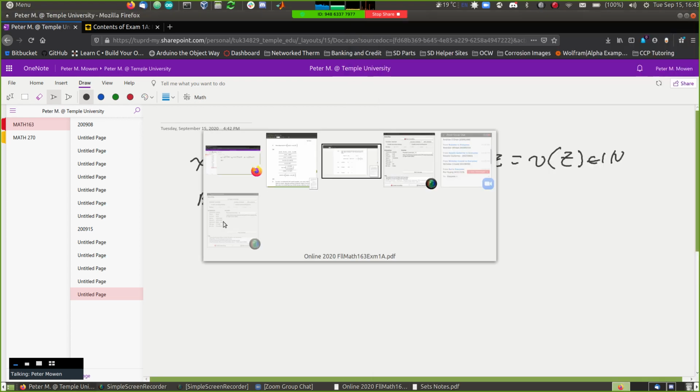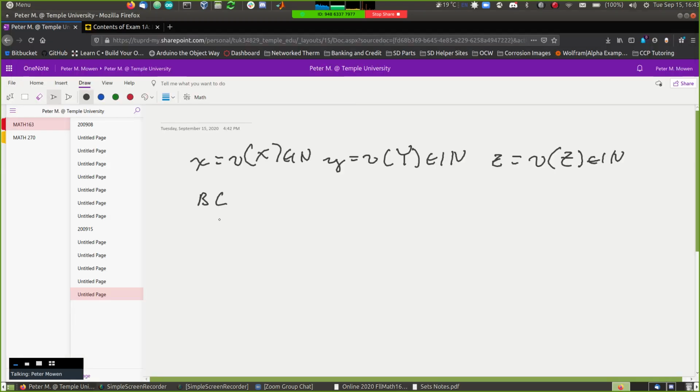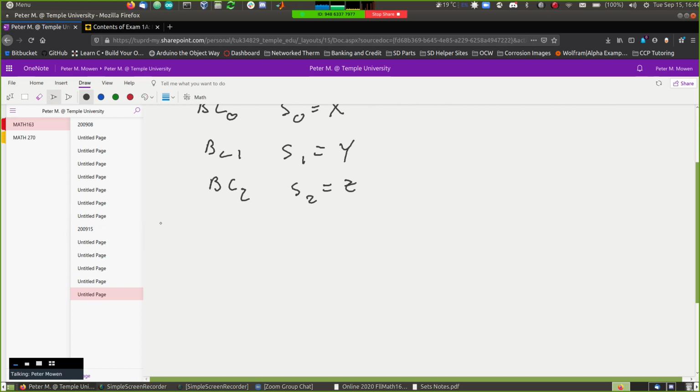what's his notation like now? Okay, so I had BC 0 was that S0 was equal to X. BC 1 was that S1 was equal to Y. And BC 2 was that S2 was equal to Z. And then we had the recursive step where for every n in the natural numbers, S sub n plus 3 was equal to S sub n cross S sub n plus 1 coproduct S sub n plus 2.